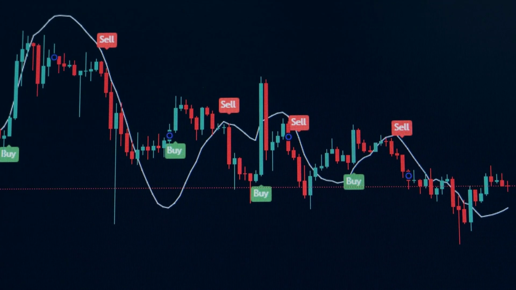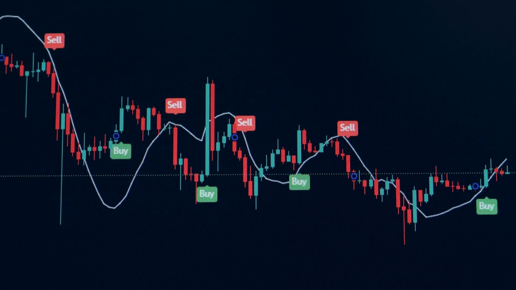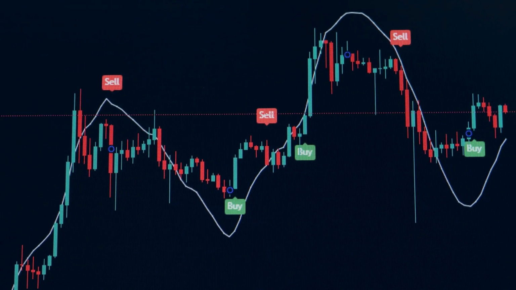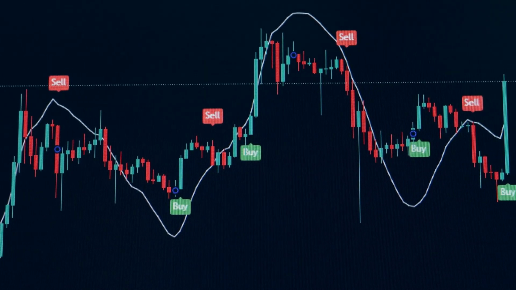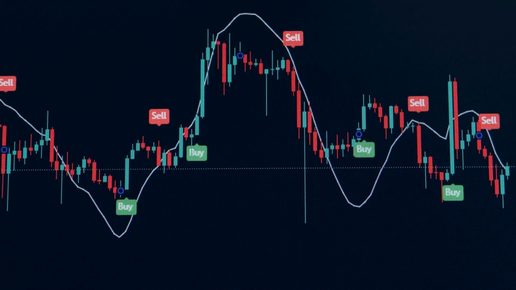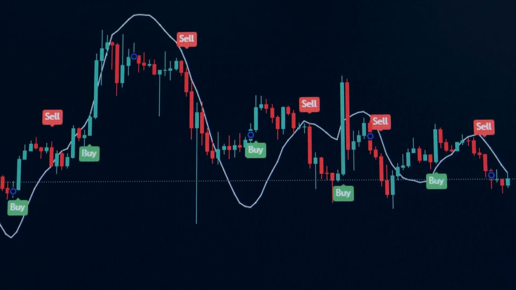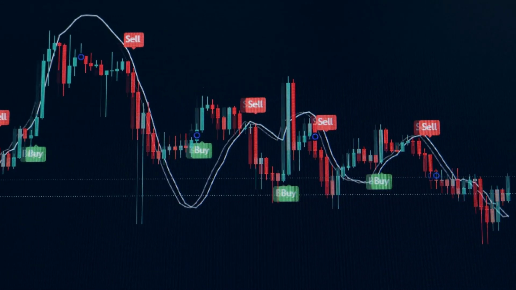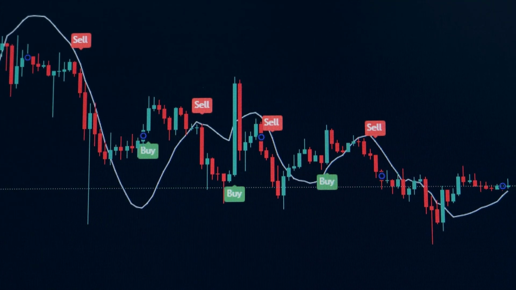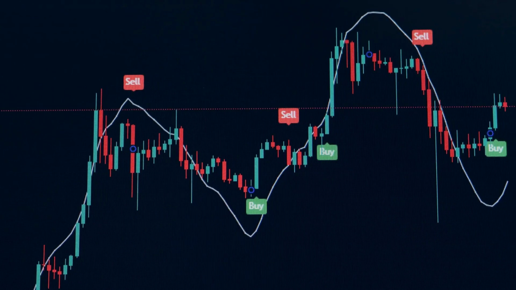In this exploration of ALMA, we will delve into its calculation methodology, explore its advantages over traditional moving averages, and examine its applications in various trading strategies. Whether you are a seasoned trader or just starting, understanding ALMA can be a valuable asset in your trading arsenal.